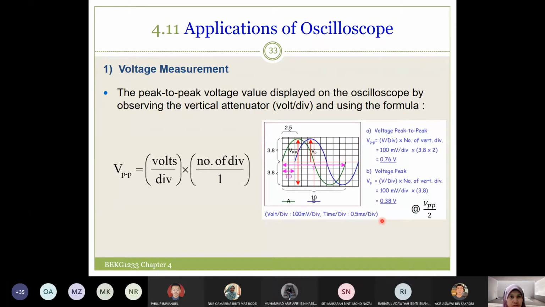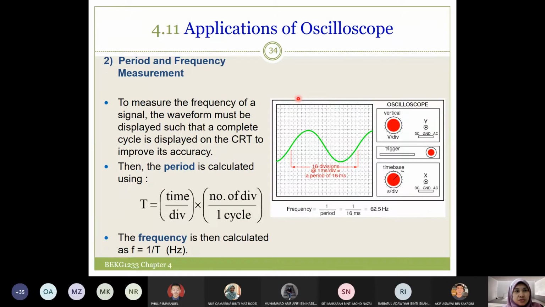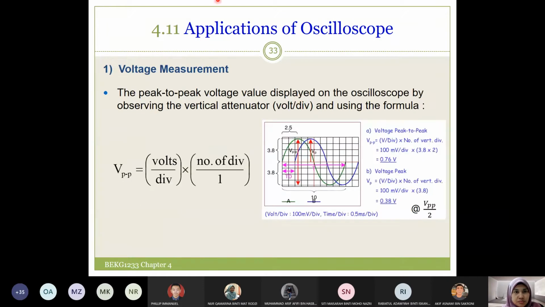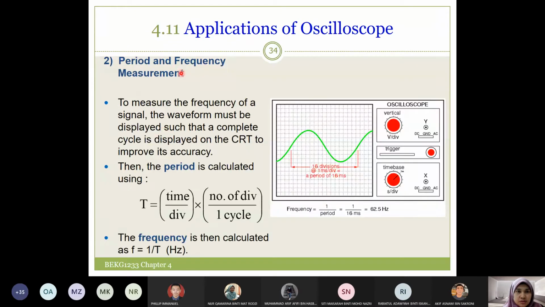Okay, now this is part of calculation. Application of oscilloscope. Number 1 is for voltage measurement. Number 2 is for period and frequency measurement. Voltage measurement can be current measurement, power measurement as well. Meaning that for amplitude measurement, measurement of the amplitude of the signal, it is the y-axis. Number 2, x-axis.